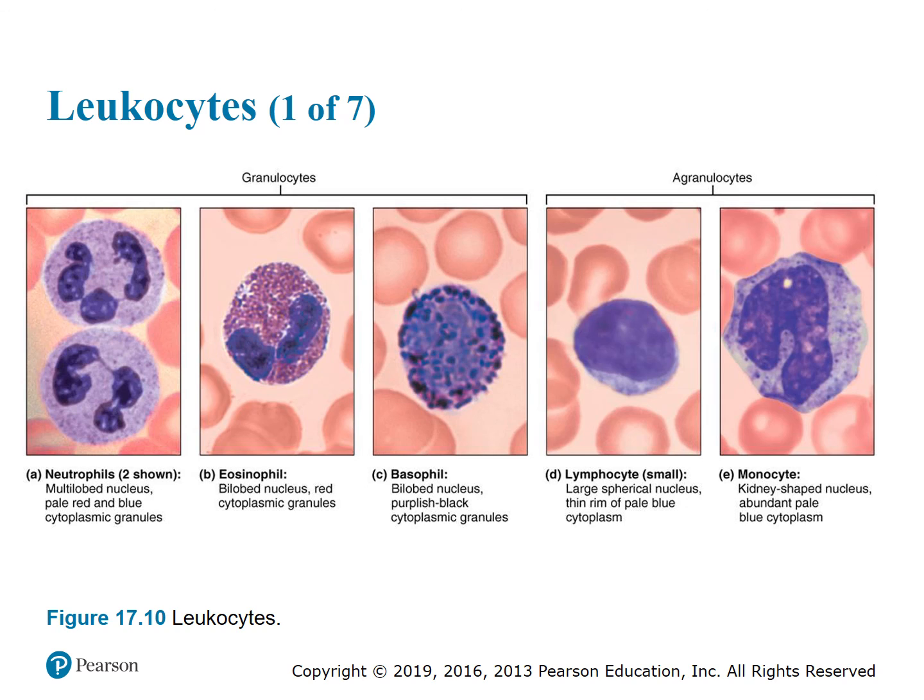Lymphocytes are small, with a large spherical nucleus. Notice it's mostly nucleus and a thin rim of pale blue cytoplasm. Lymphocytes are really easy to recognize because of this large nucleus. And monocytes have a kidney-shaped nucleus and abundant pale blue cytoplasm.